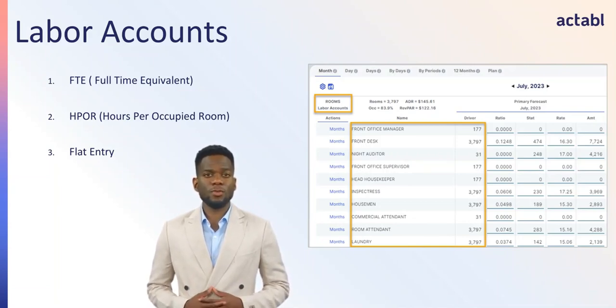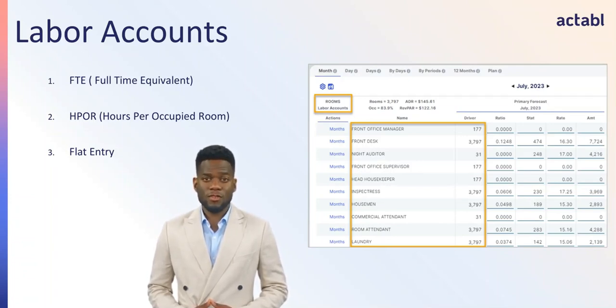The second option is by hour per occupied room. You might see the HPOR abbreviation throughout the system. This is for positions that are based off your rooms sold, such as housekeepers or room inspectors. This is another driver that can be assigned to specific labor accounts.